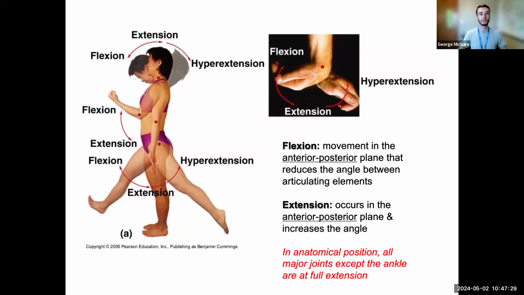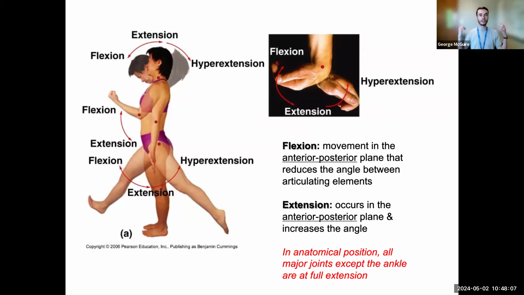Most extension is posterior, but any extension beyond where that joint is in anatomical position, that is hyperextension. So we can see hyperextension of the neck here as we tilt our head backwards, hyperextension of the hip as the leg is being rotated backwards posteriorly. So any extension beyond anatomical position is hyperextension. See that with our wrist here as well. So again, at anatomical position, all joints are at extension.